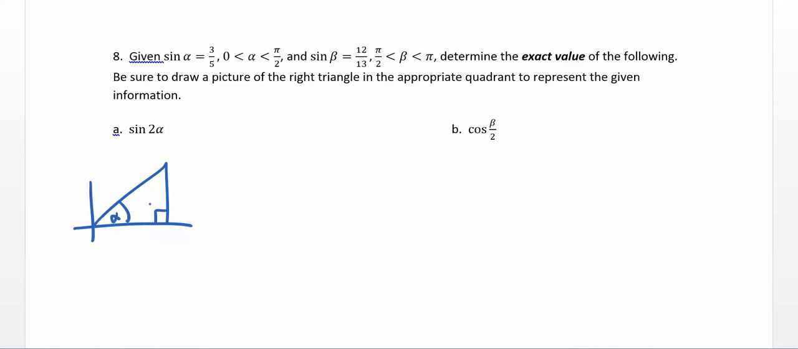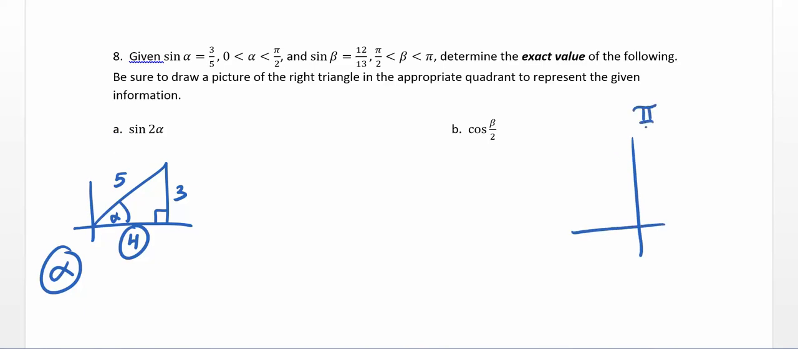I know the sine is 3/5, so the sine is the opposite to the hypotenuse, so therefore this side has to be a 4. It's a 3 over 5 triangle. So this is my alpha picture, everything I want to know about alpha. Then I have a beta picture as well, and that's between pi over 2 and pi, so that must be quadrant number 2. Right? If this is pi over 2 and this is pi, then I must be in quadrant number 2, and I know something about that.